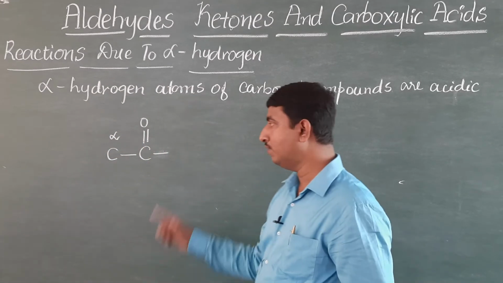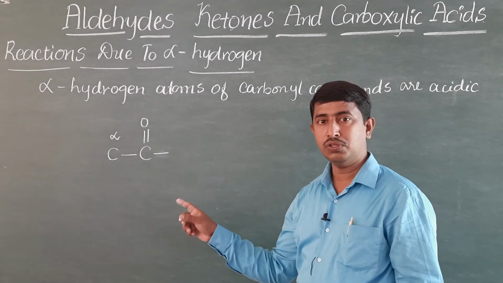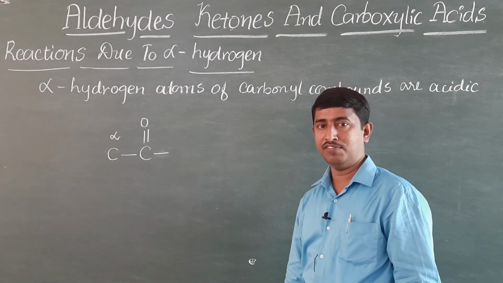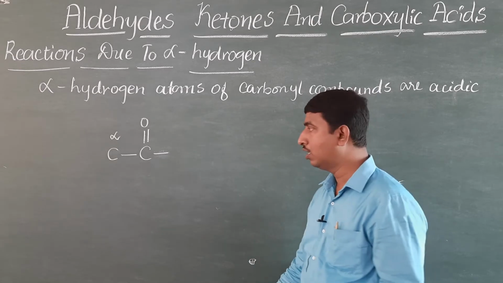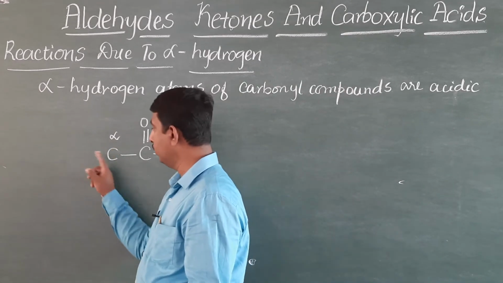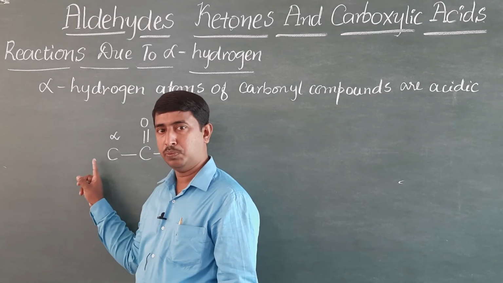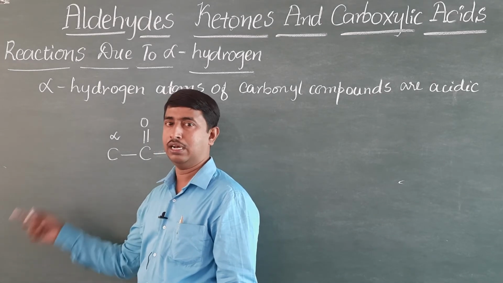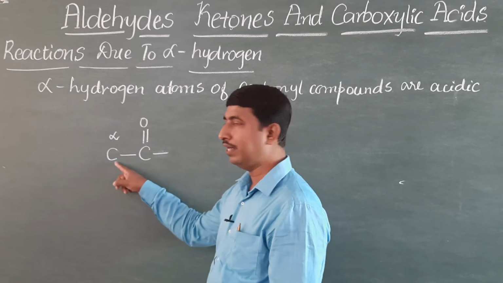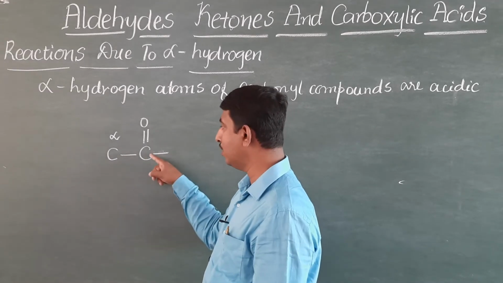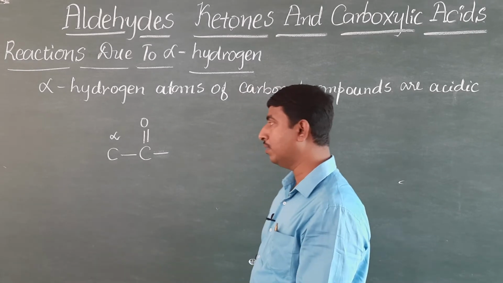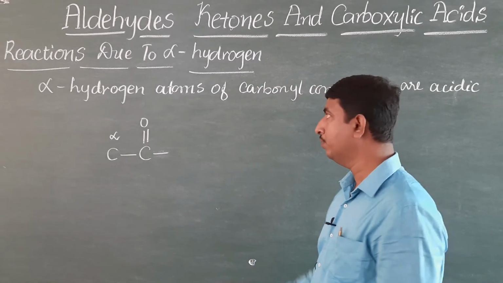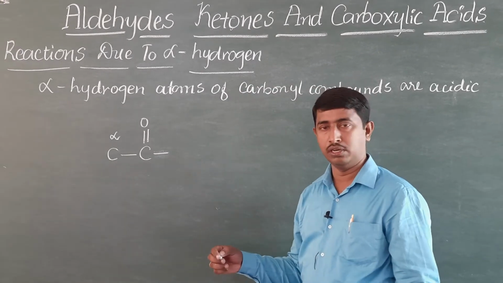So a carbon atom which is very next to the functional group is called alpha carbon. If there is one more carbon, then it is named as beta, then gamma, delta, etc. So this carbon is alpha. Then what do you mean by alpha hydrogen?